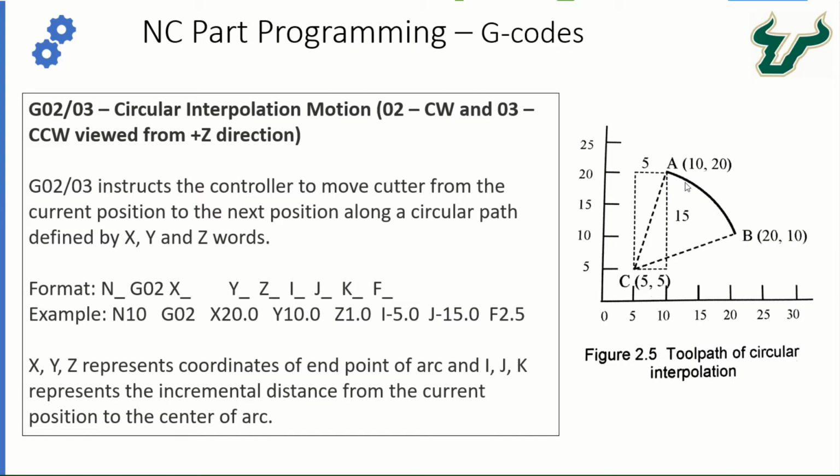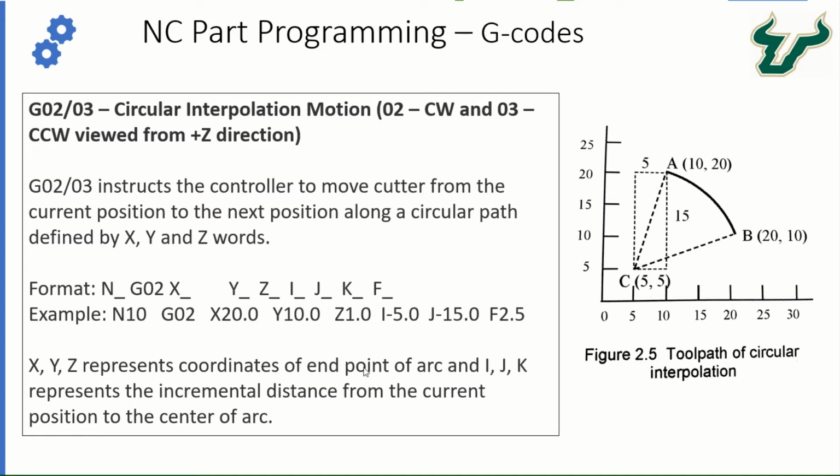So how do we move that? What should be the radius of this arc? So X, Y, and Z, if specified, represent the coordinates of the end point of the arc. So if you see here, 20 and 10, that's basically the coordinates of the endpoint where we want to move it to. And then I, J, and K are the incremental distance from its current position to the center of the arc. Okay, so that's how the I and J values are reported.